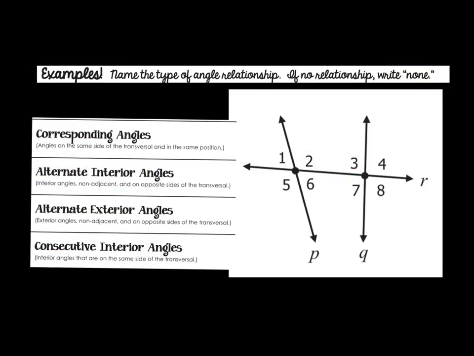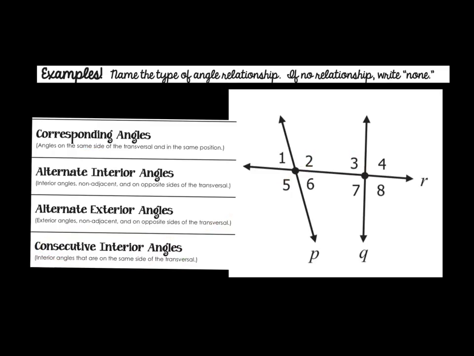How about 2 and 3? They're on the same side of the transversal, right? So are corresponding, and so are consecutive interior. These are both same side, but these are on the same side on the inside, so these guys would be consecutive interior. 2 and 3, consecutive interior.